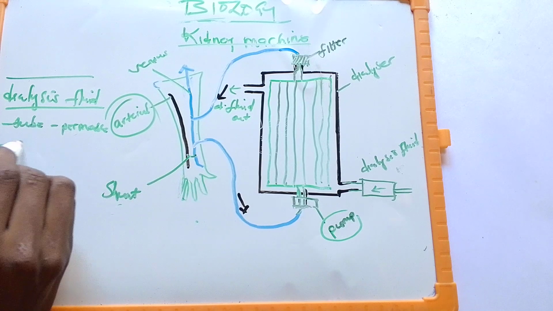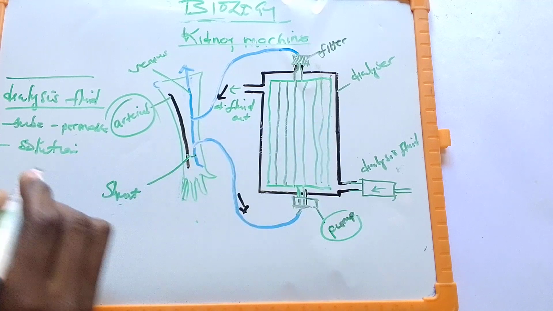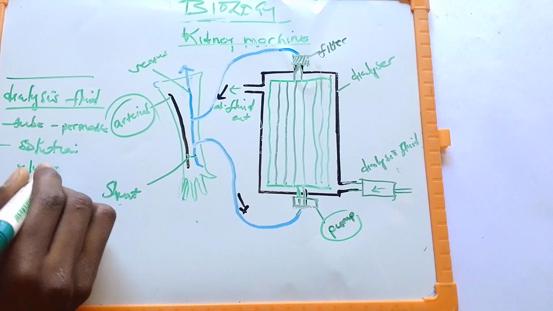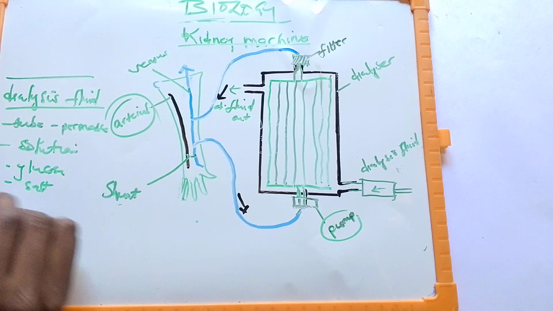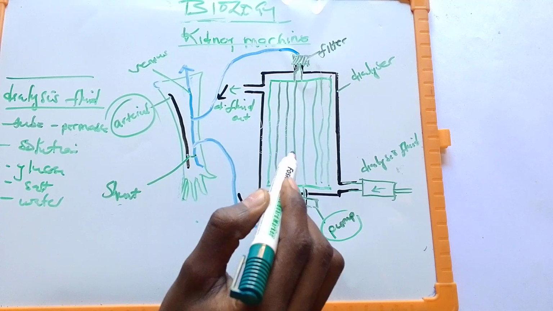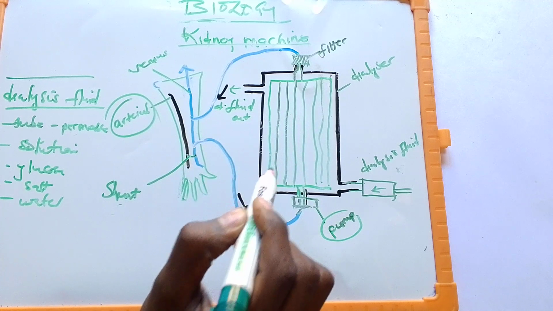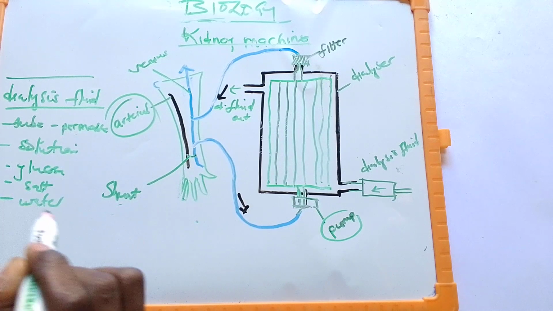Now, the solution in this tube contains glucose, salt, and water. The concentration of this solution should be equal to the concentration of glucose, salt, and water in the blood.